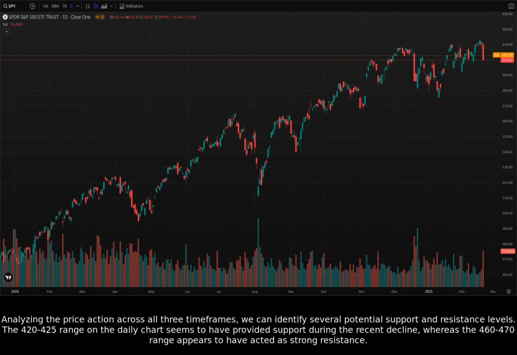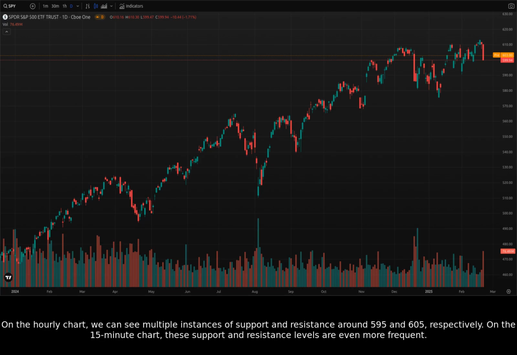The 420 to 425 range on the daily chart seems to have provided support during the recent decline, whereas the 460 to 470 range appears to have acted as strong resistance. On the hourly chart, we can see multiple instances of support and resistance around 595 and 605, respectively. On the 15-minute chart, these support and resistance levels are even more frequent.